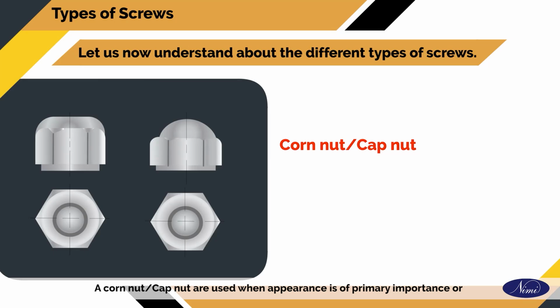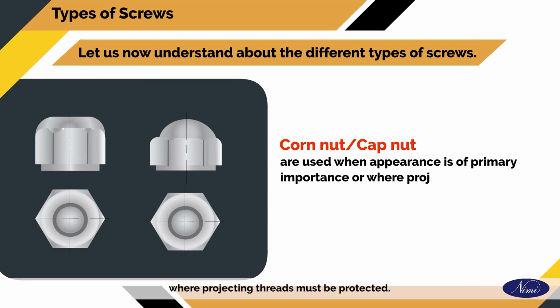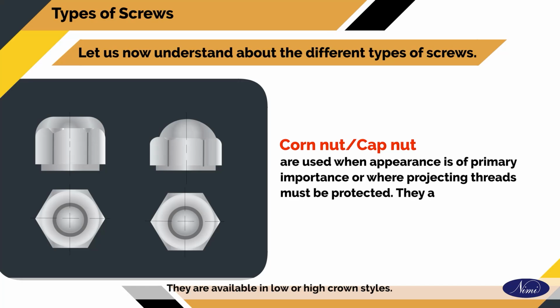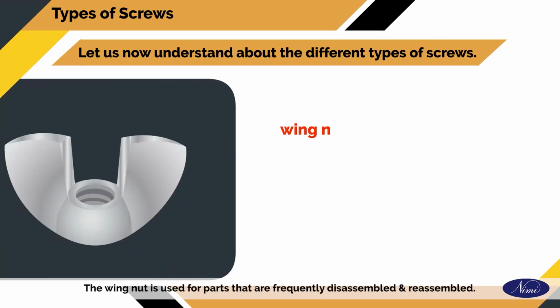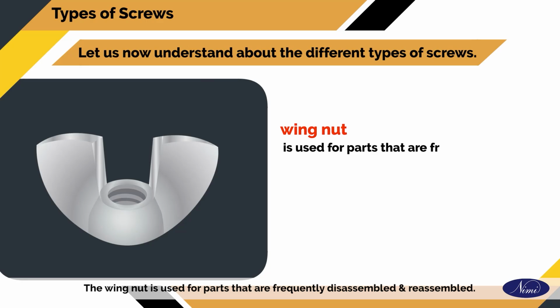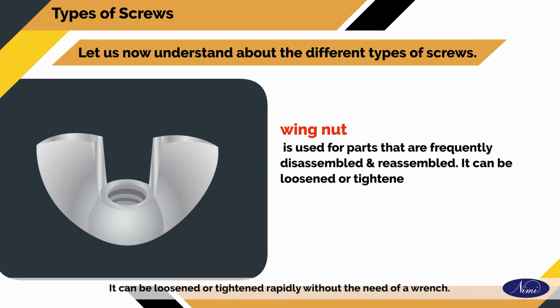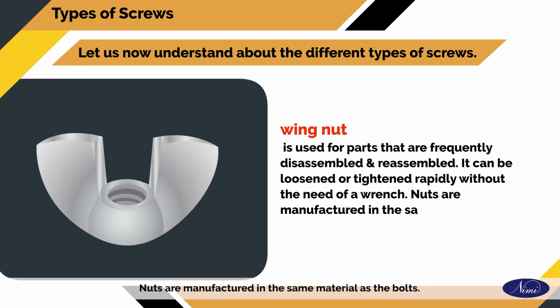A cap nut is used when appearance is of primary importance or where projecting threads must be protected. They are available in low or high crown styles. The wing nut is used for parts that are frequently disassembled and reassembled. It can be loosened or tightened rapidly without the need of a wrench. Nuts are manufactured in the same material as the bolts.